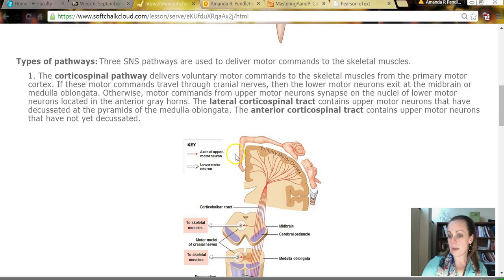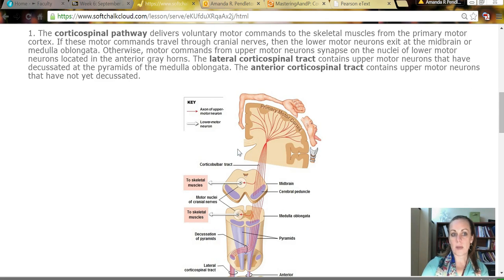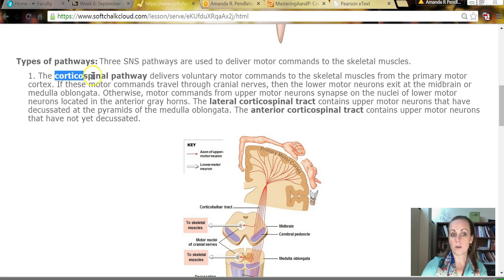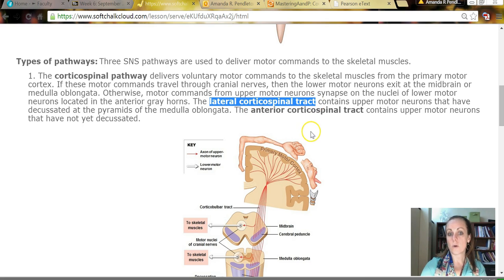Now we're going to have three pathways, just like sensory we had three pathways. Here we're going to have three pathways as well. We have corticospinal. Cortico refers to the cortex, and specifically the primary motor cortex. If you remember from chapter 14, this is the part of the brain that initiates all voluntary movements. Okay? And so we've got a pathway, which is the larger one, and then within that we have two possible tracks, the lateral corticospinal and anterior corticospinal.